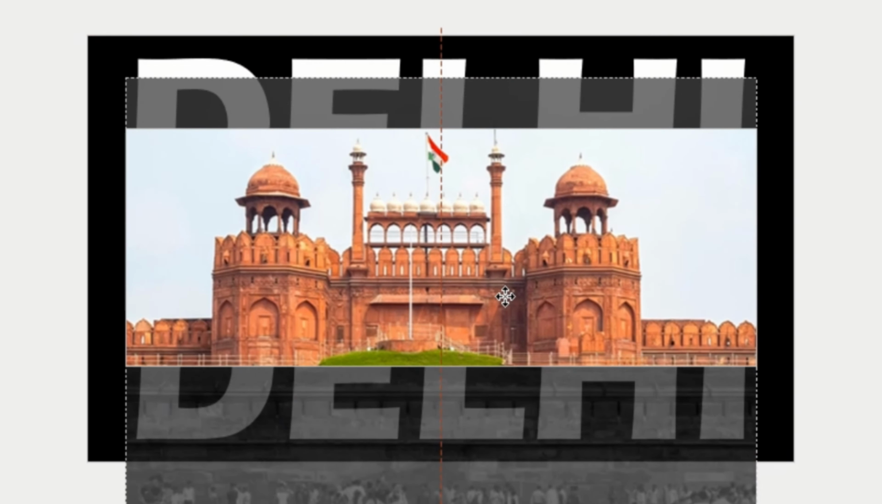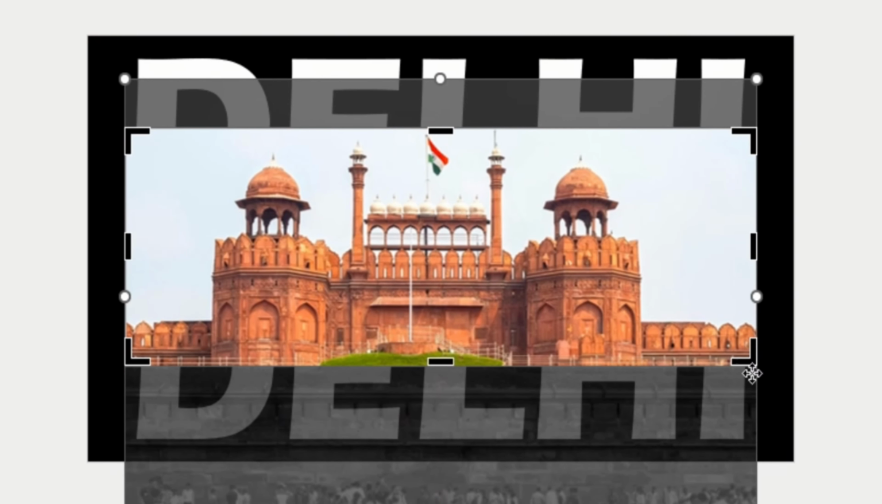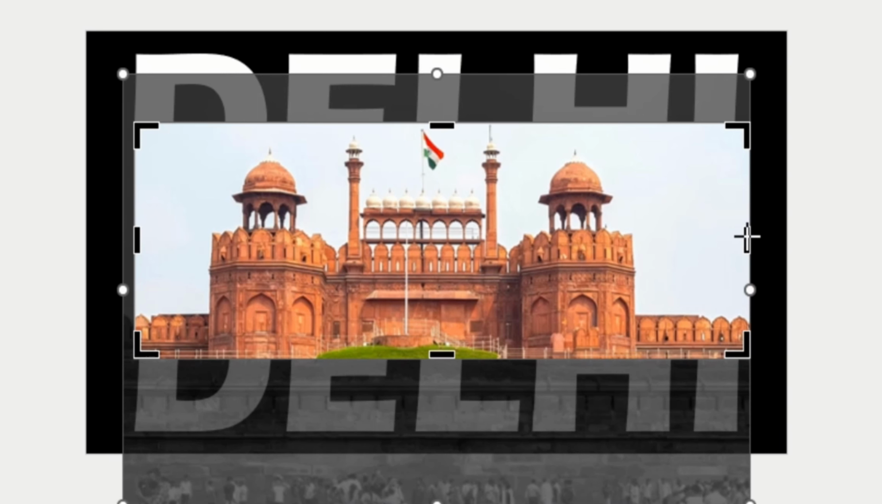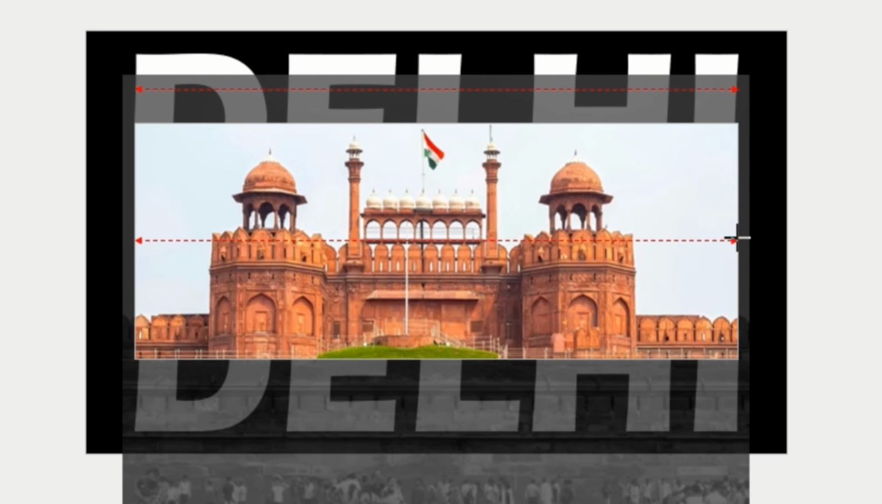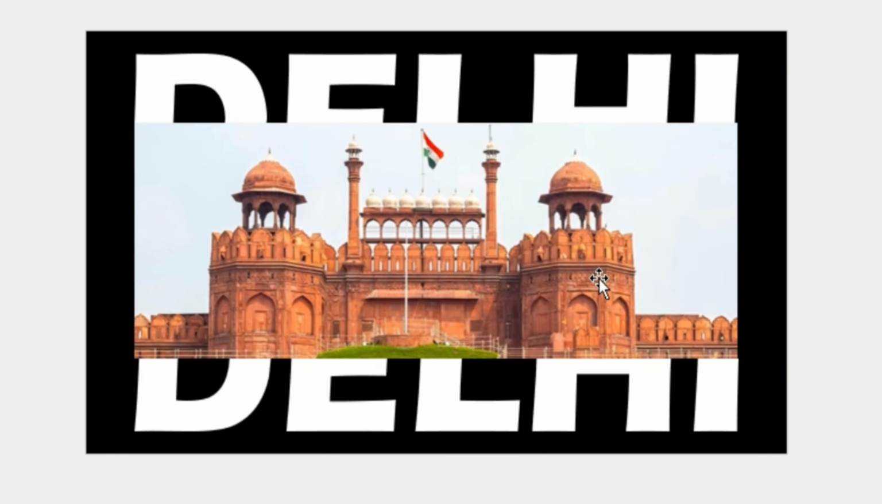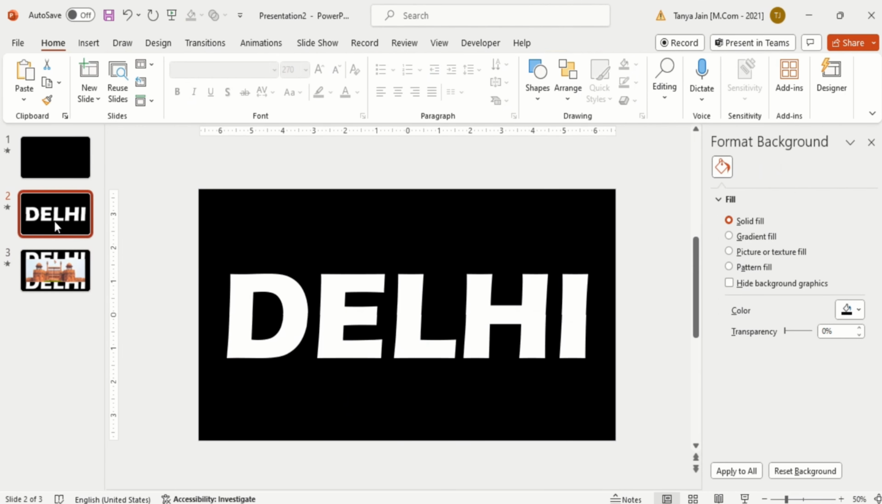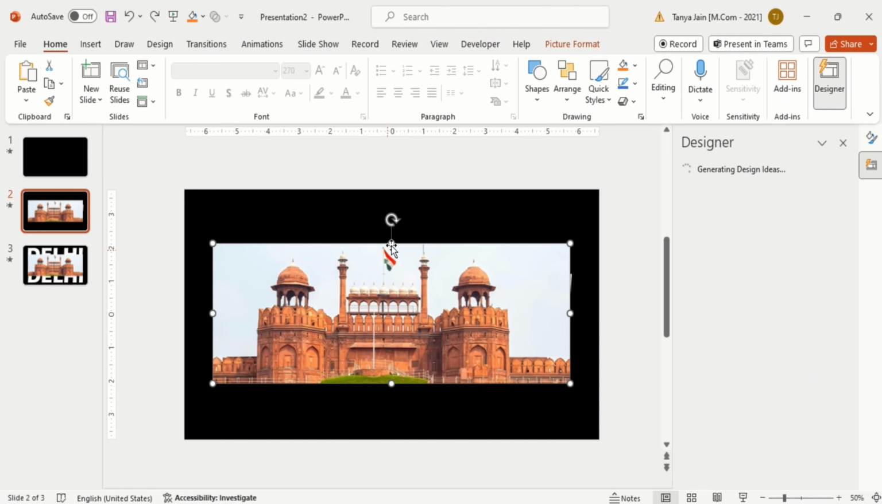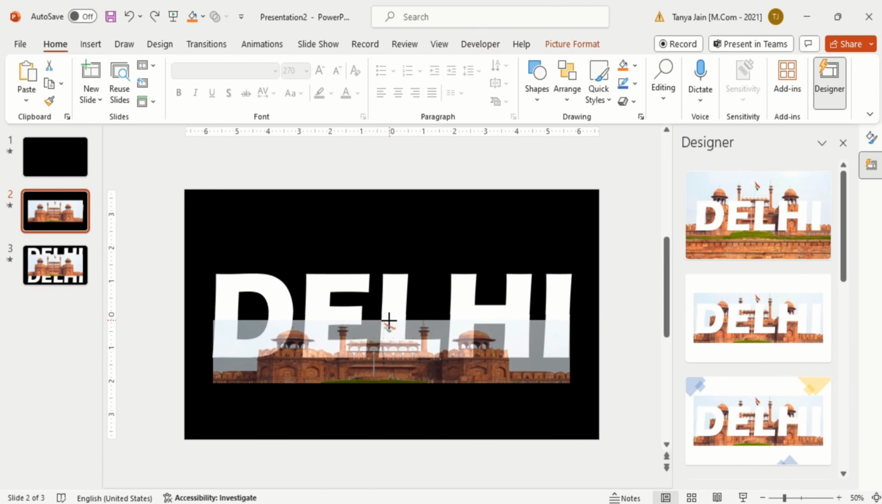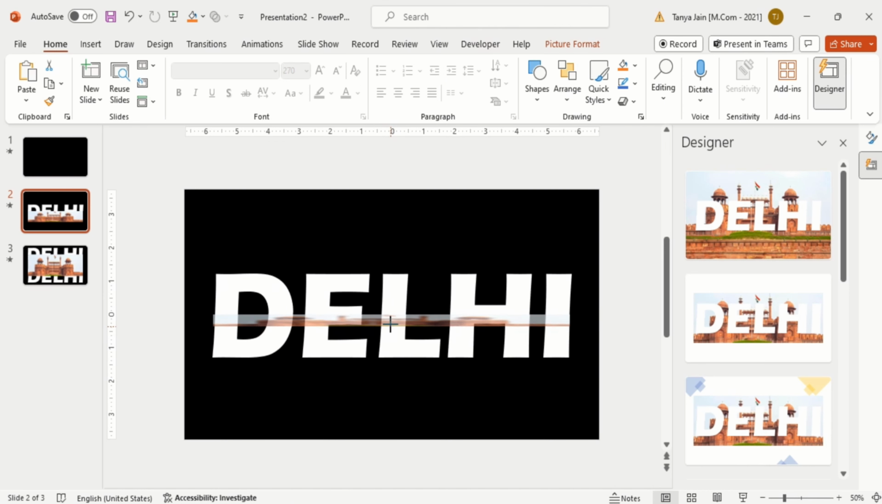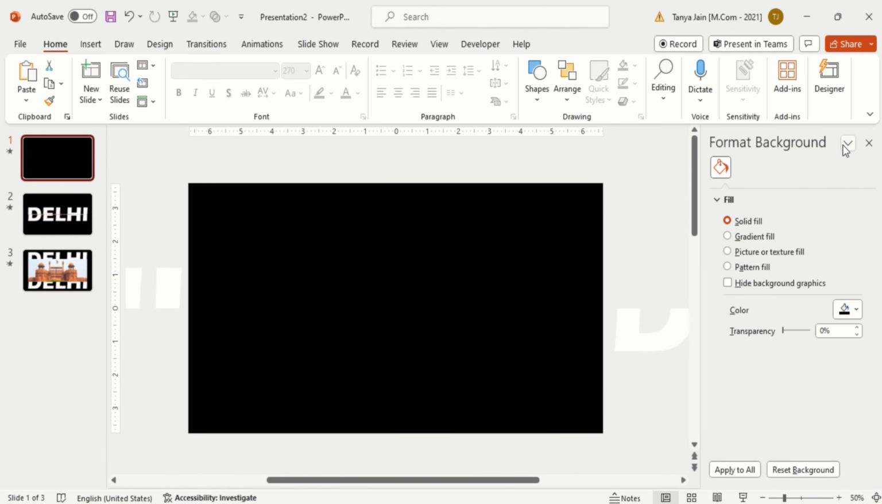Adjust the image accordingly and then crop the sides so that it will go according to our text. Now copy the picture with Ctrl plus C and paste it to the second slide. Wrap up the picture to the middle of the slide and it's done. Here is your final work.